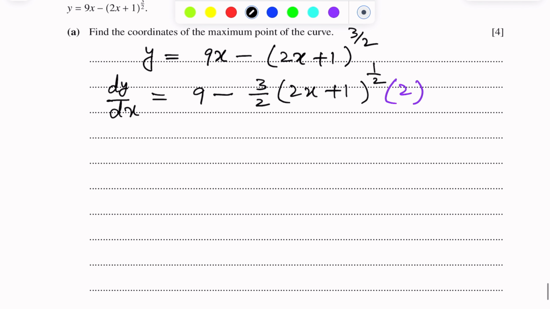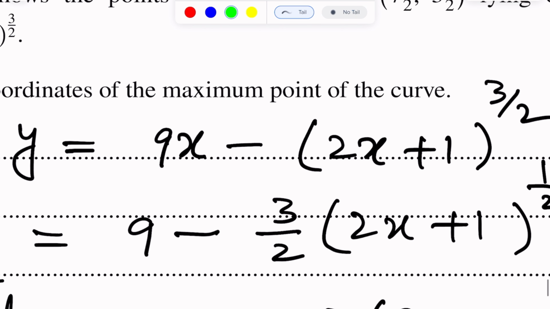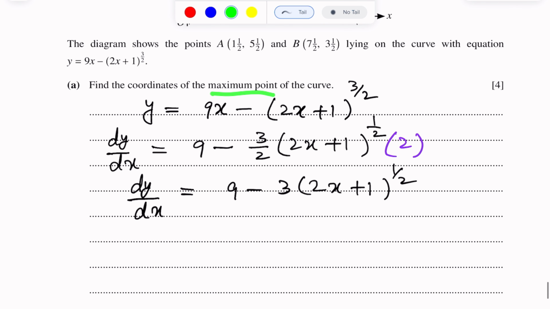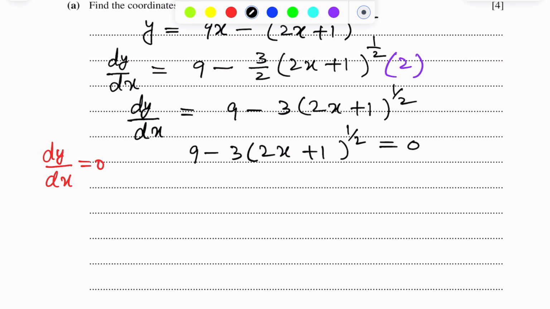Now we get dy over dx is equal to 9 minus 3 into (2x plus 1) power 1 over 2. This is the gradient expression. Now for the maximum point, dy over dx will be 0. So we are putting this expression equal to 0. 9 minus 3 into (2x plus 1) power 1 over 2 is equal to 0.